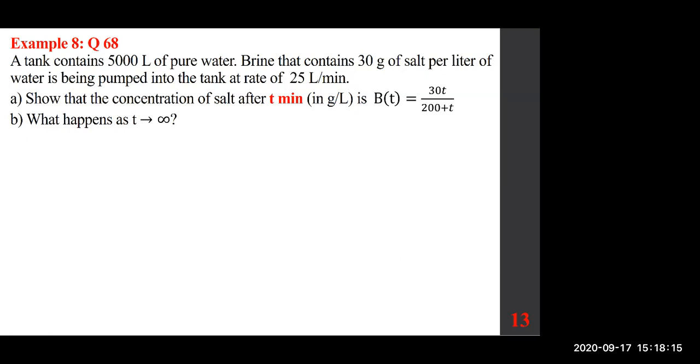A tank contains 5,000 liters of pure water. A brine that contains 30 grams of salt per liter of water is being pumped to the tank at a rate of 25 liters per minute. Show the concentration of salt after t minutes in grams per liter is B of t equals 30t over 200 plus t. What happens as t goes to infinity?